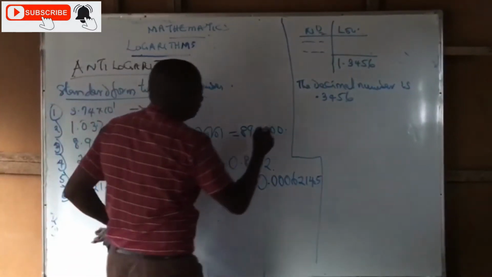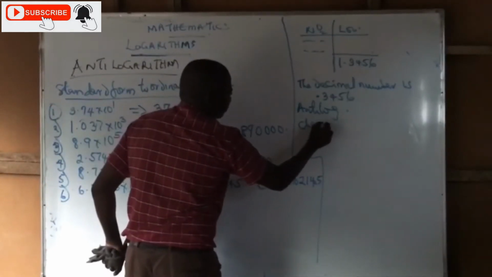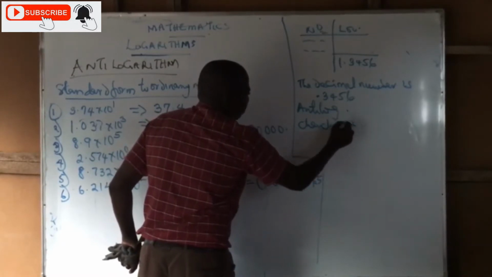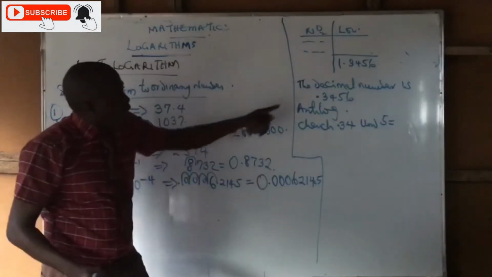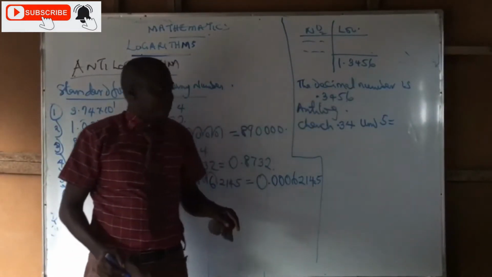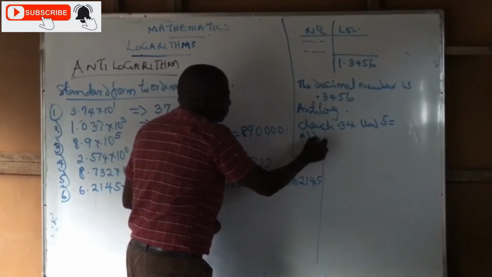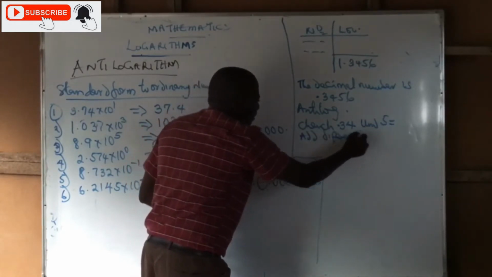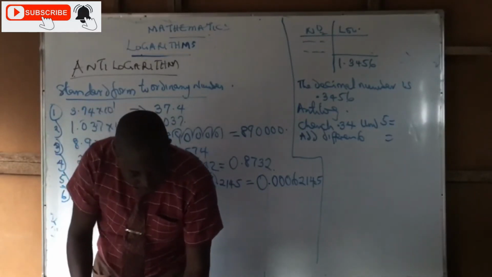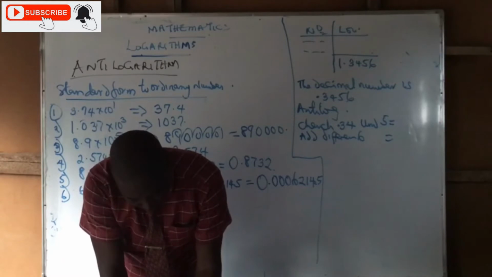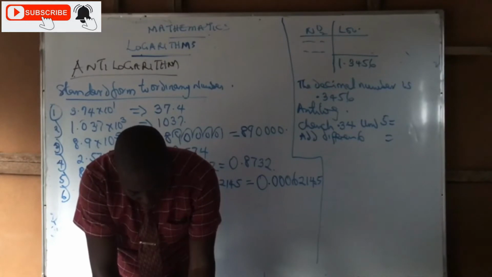0.3456. Then antilog. Check 0.34 under 5. Then add the difference, 6. So we go to the anti-logarithm table. 0.34, you will see it there. 0.34 under 5.